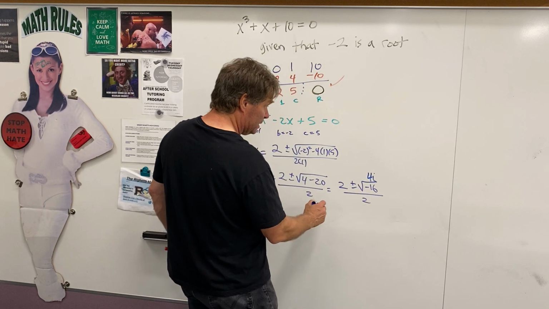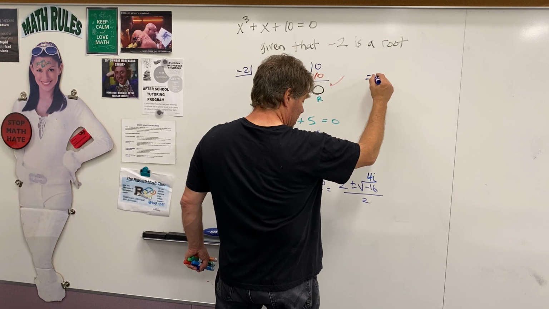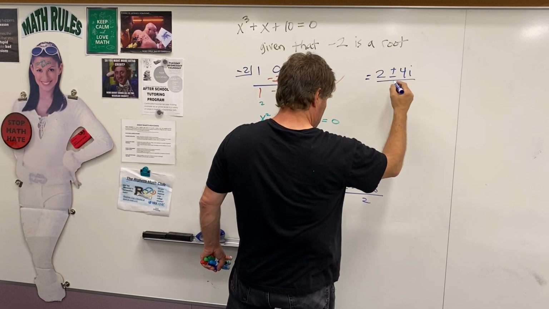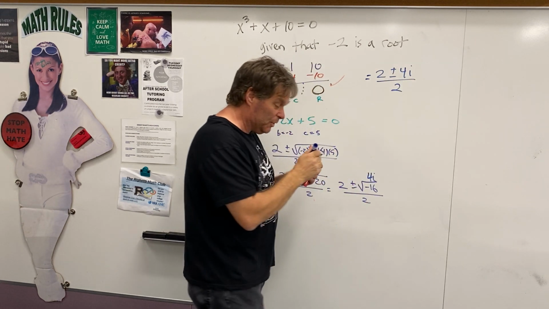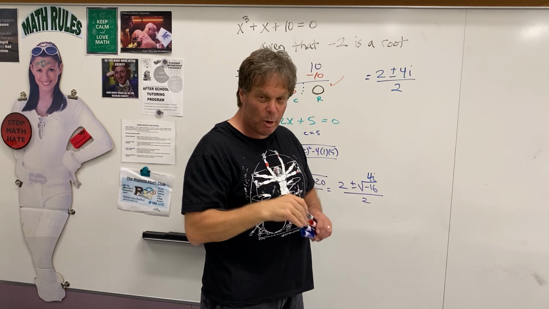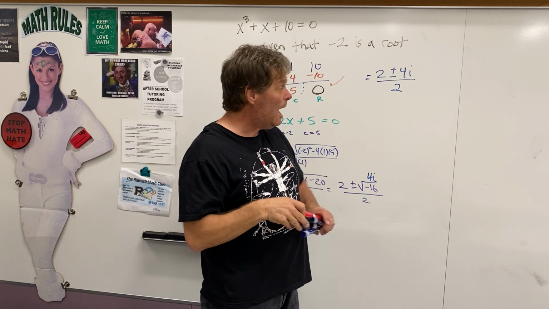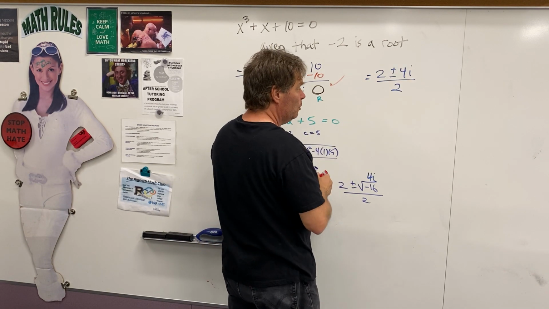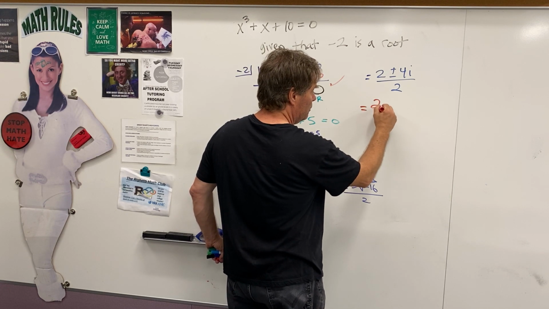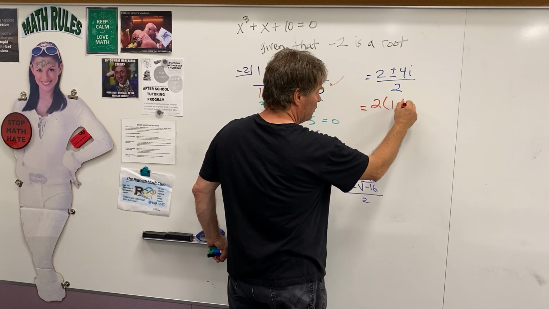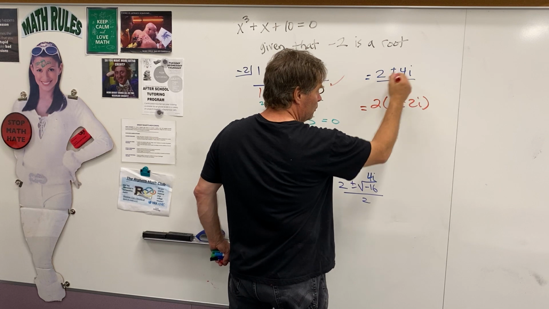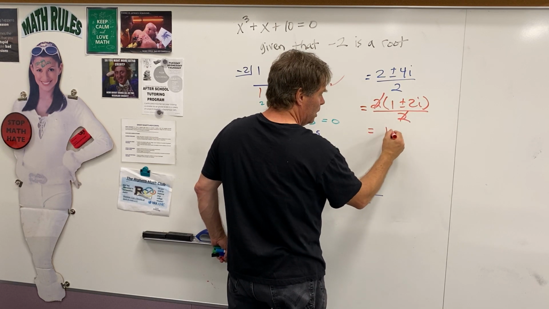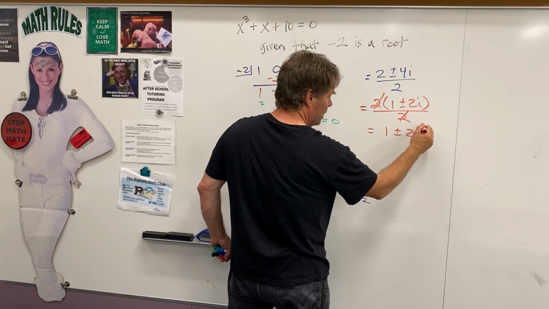So now, I'll bring it over here. Now we get 2 plus or minus 4i over 2. Some people stop at this point and say it's done, but it's not. It needs to be simplified. Look, everything has a 2, so make sure you factor it out. 1 plus or minus 2i. That's what I get if I pull 2 out of those, over 2. Now these cancel, and I get 1 plus or minus 2i.